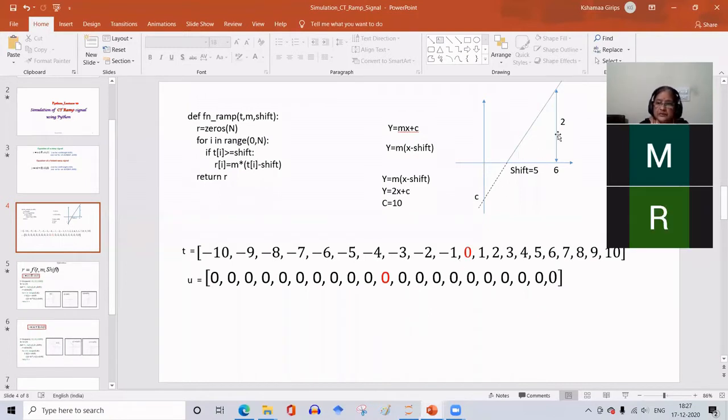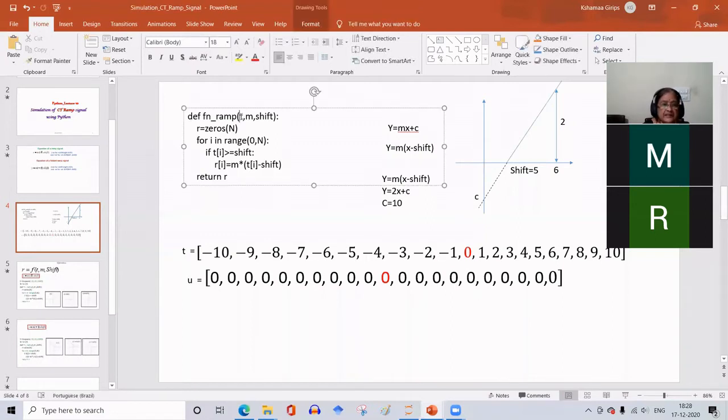Okay. So slope of the ramp gives the strength of the ramp, and shift gives its x-axis intercept. To do this, yesterday we have seen we have defined a function for step signal where we have taken the x-axis time and amplitude. In place of that amplitude, we shall give the slope for this ramp function and the shift. Okay. So what is a ramp function?